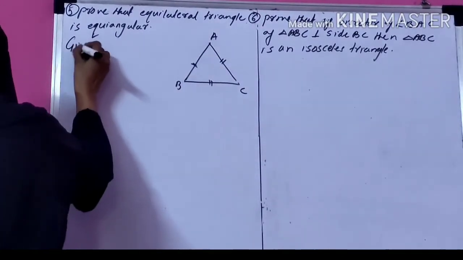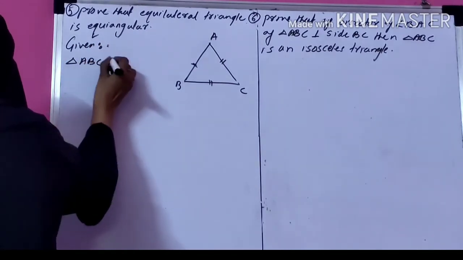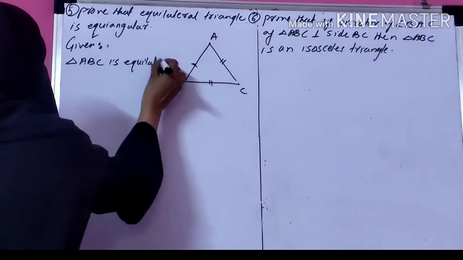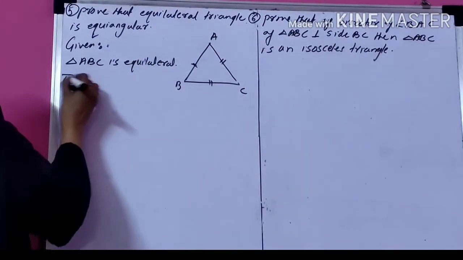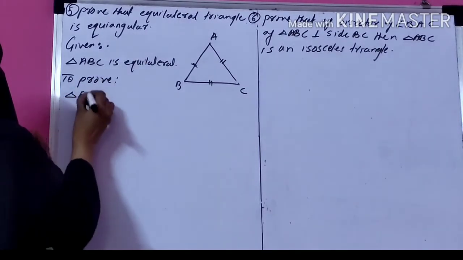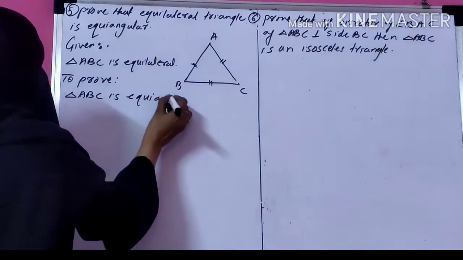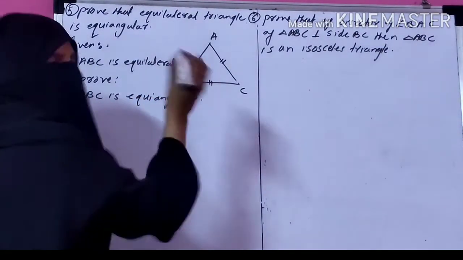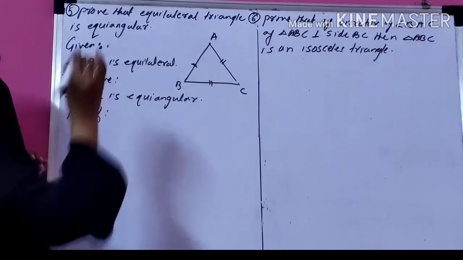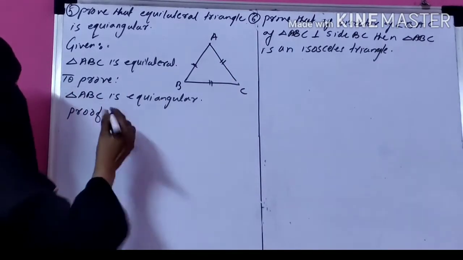So first of all, write given: triangle ABC is equilateral. To prove, we have to prove this triangle is equiangular. That means triangle ABC is equiangular. This we have to prove. Okay, so let's start your proof. Start your proof from given. Given is this triangle is equilateral.